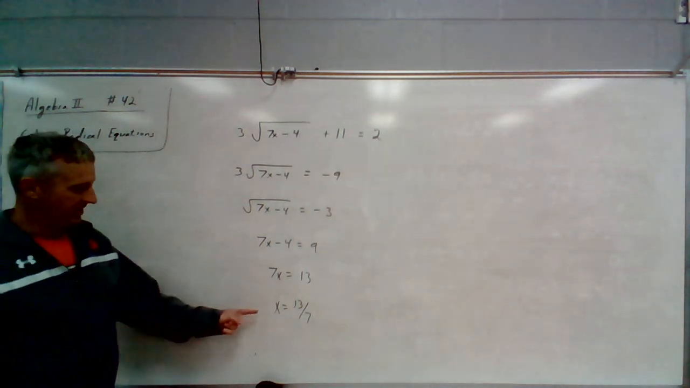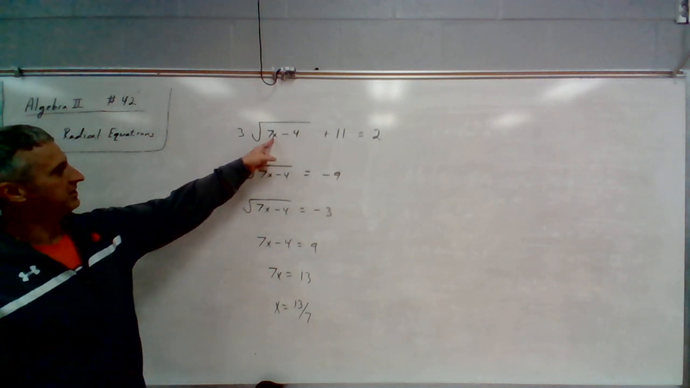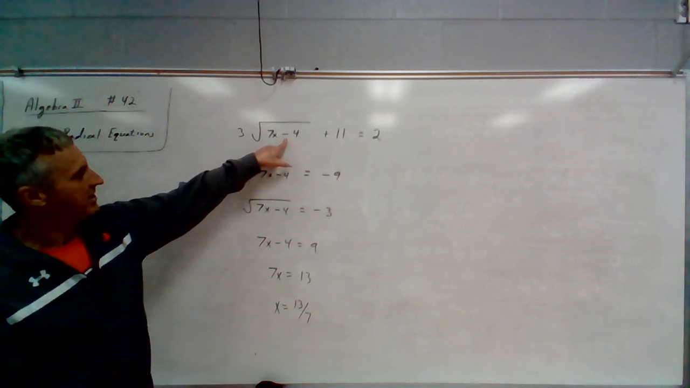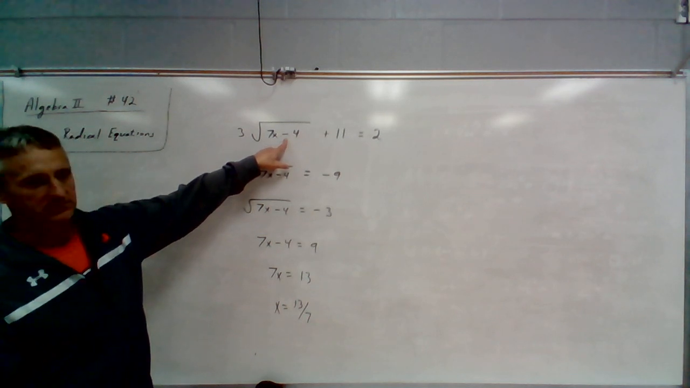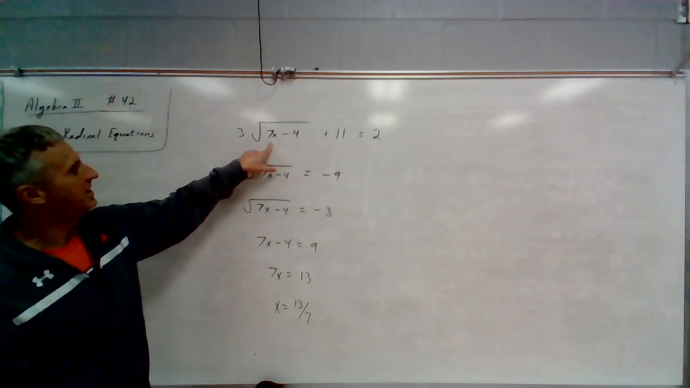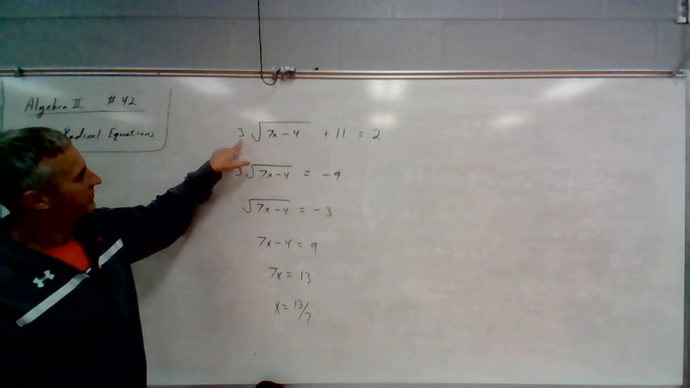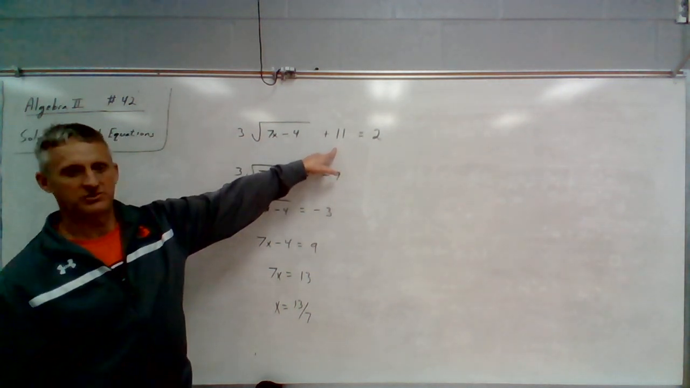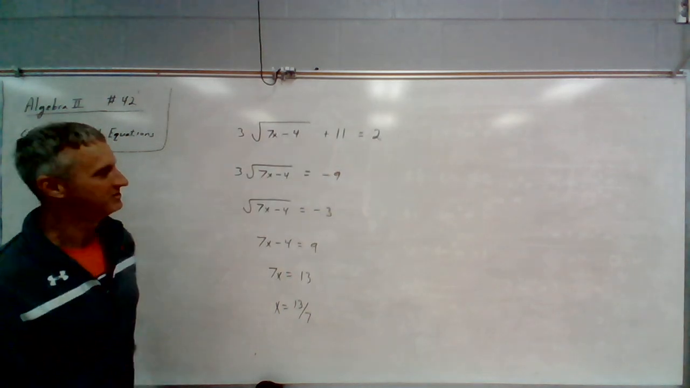Let's check and make sure that really works. Put 13 over 7 in here. 7 times 13 over 7 is 13. 13 minus 4 is 9. Square root of 9 is 3. 3 times 3 is 9. 9 plus 11 is 20. That's not 2.